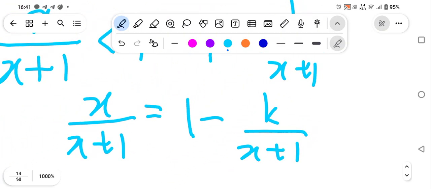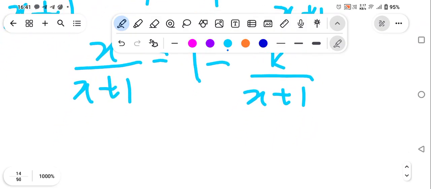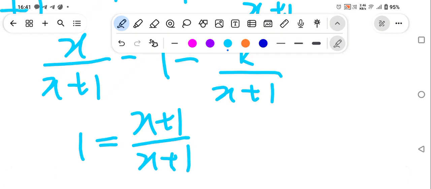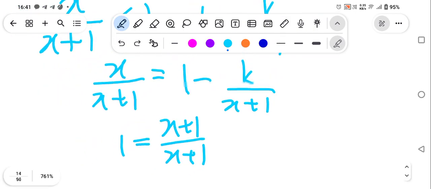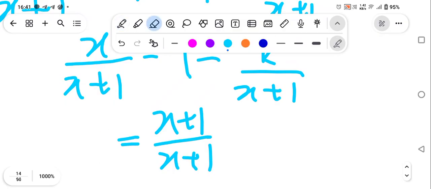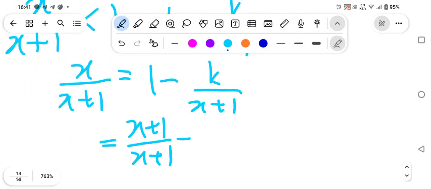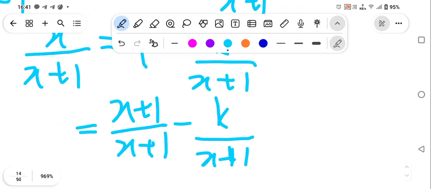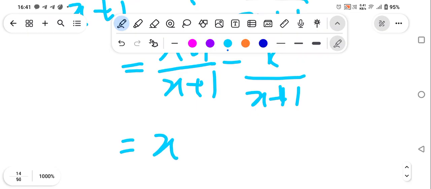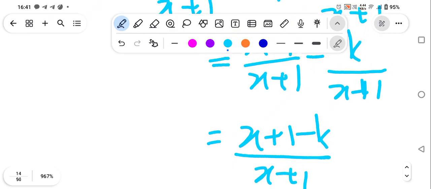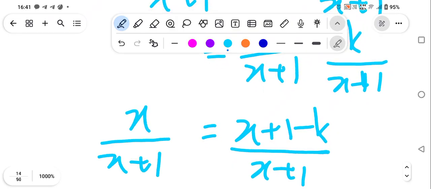So what is 1? 1 is actually the top and the bottom cancel out. So the top is x plus 1, the bottom is x plus 1, it becomes 1. So what we have here is, this will be equal to 1 minus x plus 1 minus k over x plus 1. And we're gonna solve for k. So we have x plus 1 minus k over x plus 1. This will be equal to x over x plus 1.